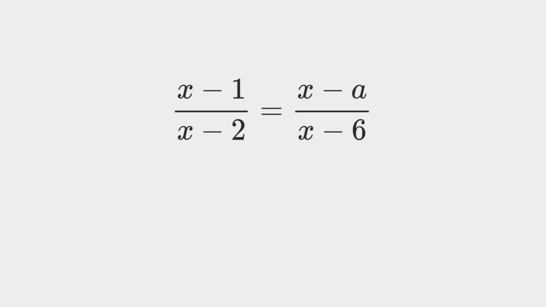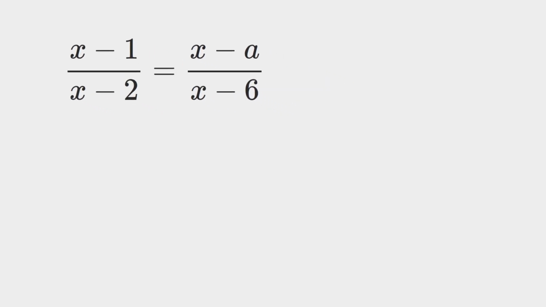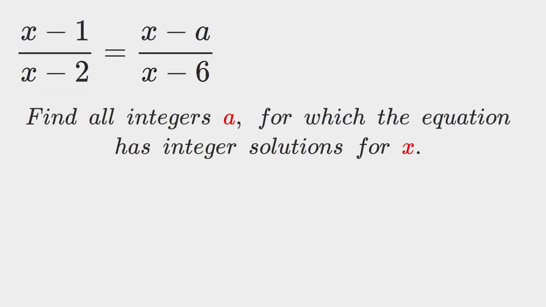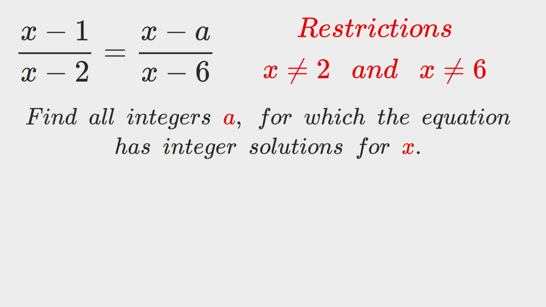Hello everyone! Consider the following equation. Our goal is to find all integer values of a for which this rational equation has integer solutions for x. First, we need to set our restrictions. Since denominators cannot be 0, x cannot be equal to 2 or 6.